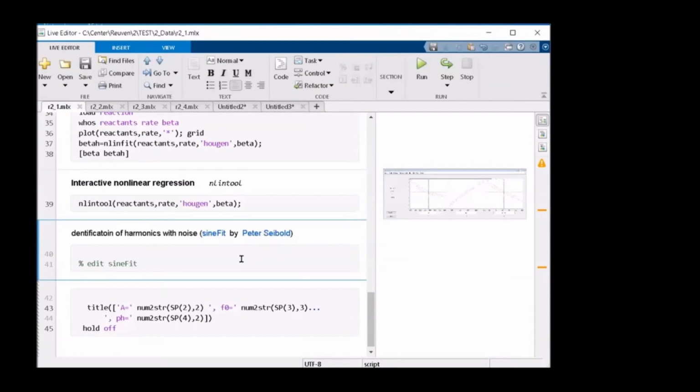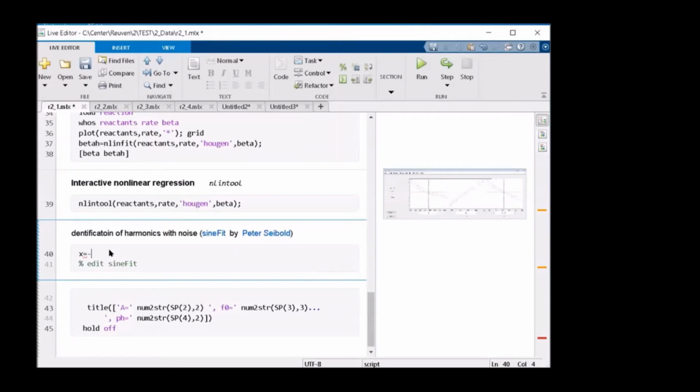And here is the author of this example, Peter Sable. Now, let me show how it works, because it looks very beautiful. Now we will take this example this way.